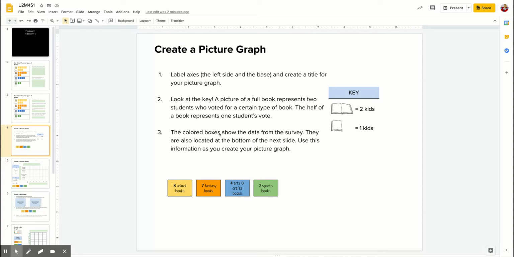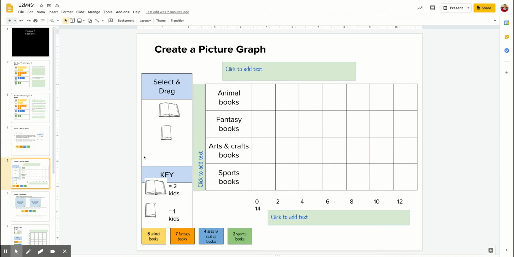The colored boxes show the data from the survey. They're also located at the bottom of the next slide, so you can take a look at them. You don't have to keep flipping back and forth. So 8 people said they liked animal books, 7 people said they liked fantasy books, 4 arts and crafts, and 2 sports books. So you're looking at this graph, and don't pay attention to that 14.